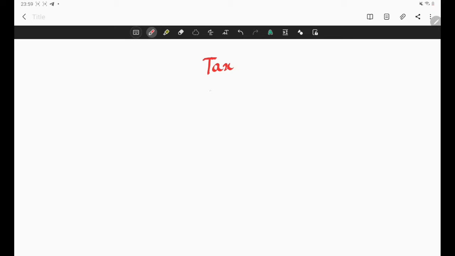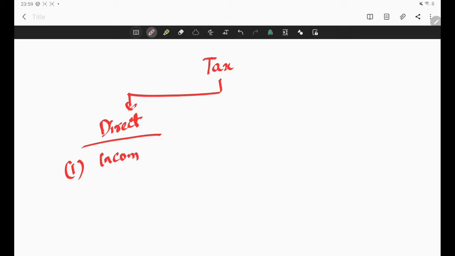Tax is something government collects from you, either directly or indirectly. First, you will see how government collects money from you directly. Let's say you are earning a certain amount of money, so you have certain income. So we all know you have to pay income tax. So this is a way in which government is directly taking money from you. From whatever income you are earning, you have to pay a certain percentage of that money to government.